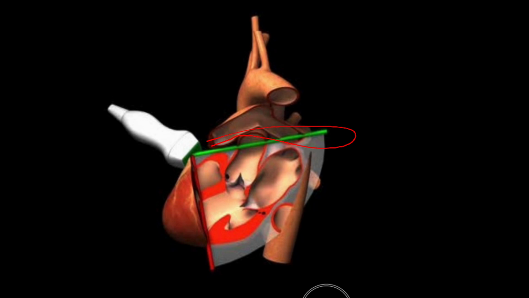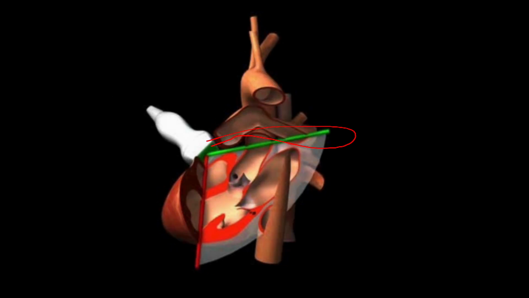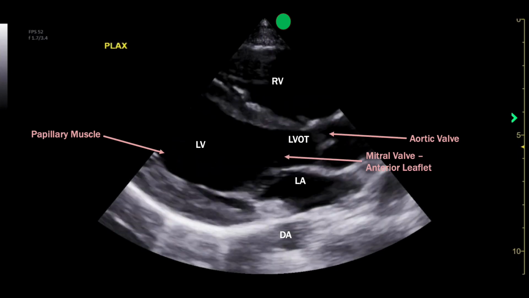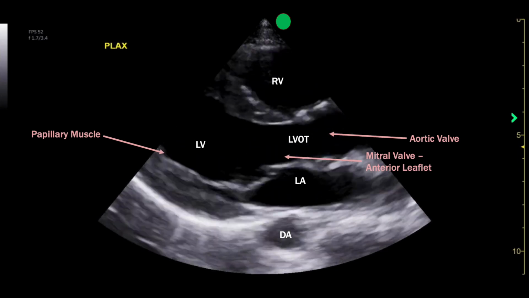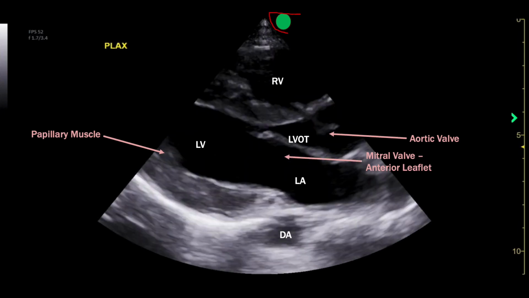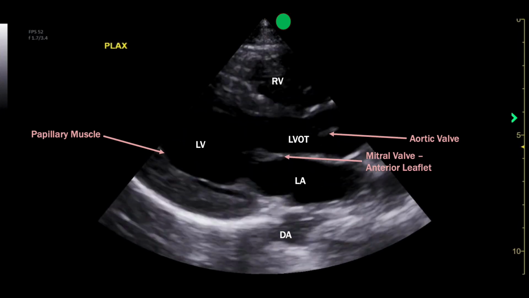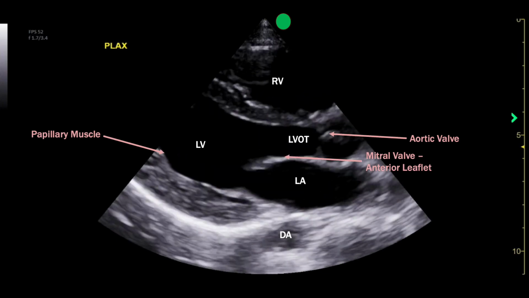So this green line right over here pertains to the probe indicator, which is pointing towards the patient's right shoulder. Therefore, any structures on the side of the probe indicator will be reproduced on the right side of the ultrasound screen, which is where the ultrasound marker indicator is found. Remember again that the ultrasound marker indicator is on the right side of the screen, right here where the green dot is found. This side of the screen corresponds to the side the probe marker indicator is pointing to.